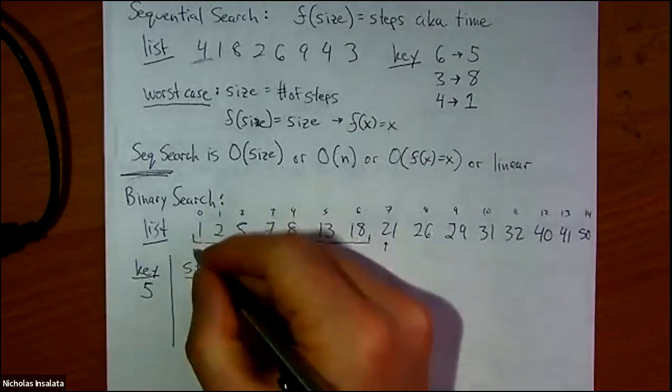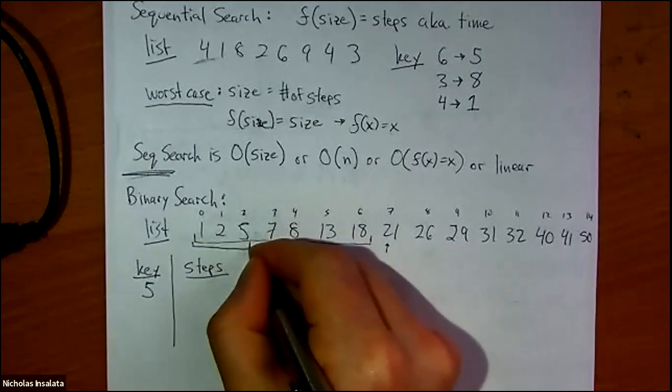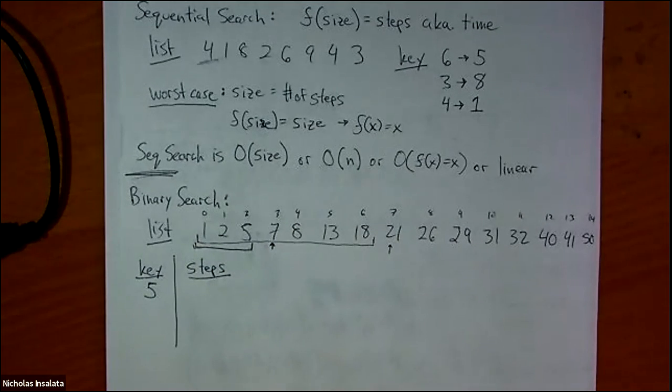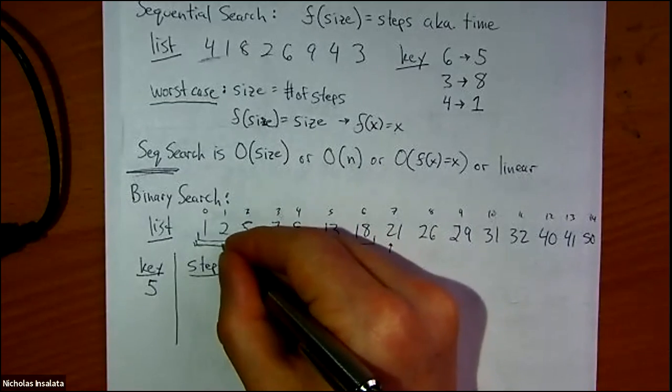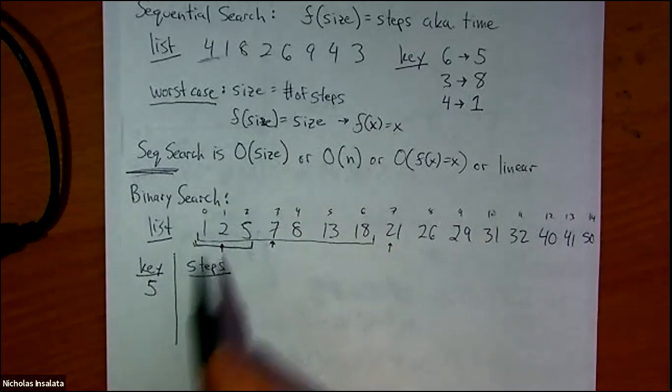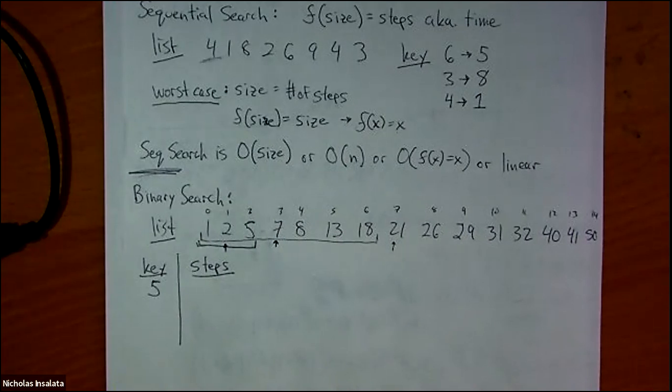Okay, now the domain that we're looking in is from 0 to 2, indices 0 to 2, right? Okay, we're getting there. So what's our next step? Compare 5 against 2. So now we compare against the center of our remaining part of the list, which is these 3 guys. We compare 5 against 2. Okay, and what do we find? Five is greater than 2. Okay, so what do we do next?